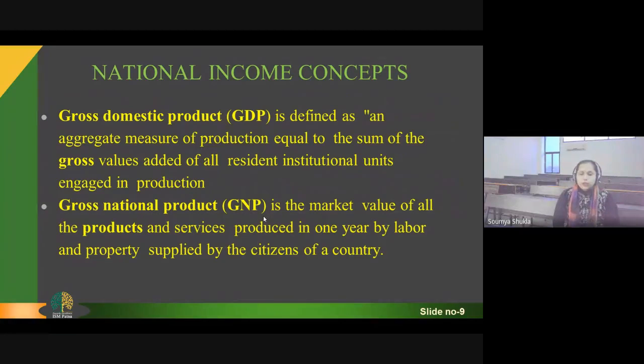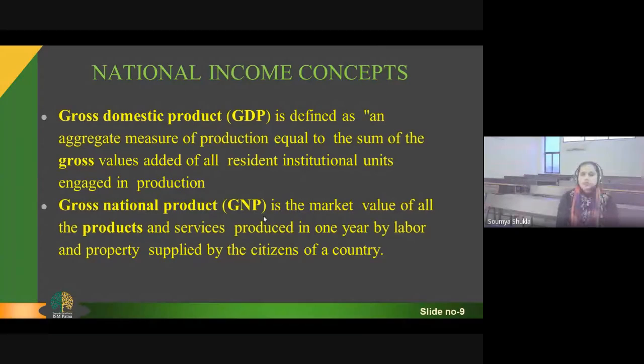There are various terms which are used in national income. The first one is gross domestic product, that is GDP. GDP is defined as an aggregate measure of production equal to the sum of gross values added of all resident institutional units engaged in production. GDP is the aggregate measurement of production, equal to the sum of gross values of all the organizations which are engaged in production activities.